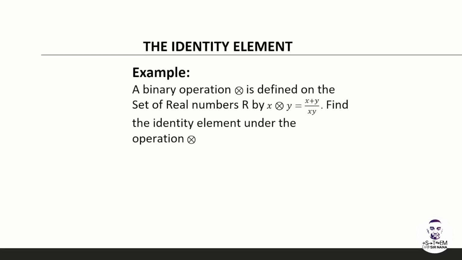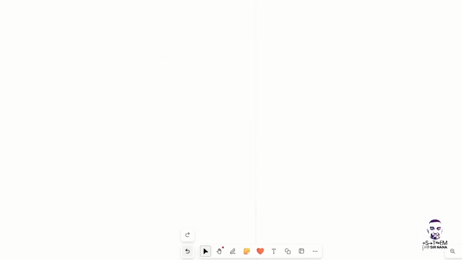Don't relent on practicing. So the question says that a binary operation, this time the sign is different, a circle with a cross in it, is defined on the set of real numbers R by x operation y equals x plus y all over xy. We have to find the identity element under the operation. Now let's look at how we can solve this question.